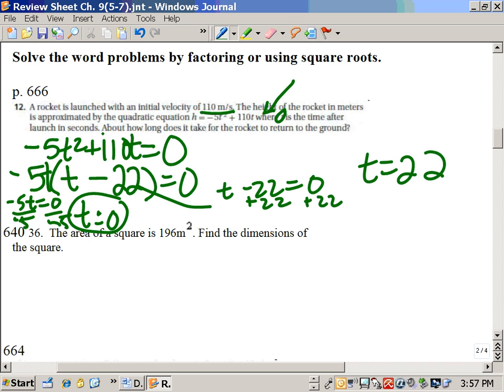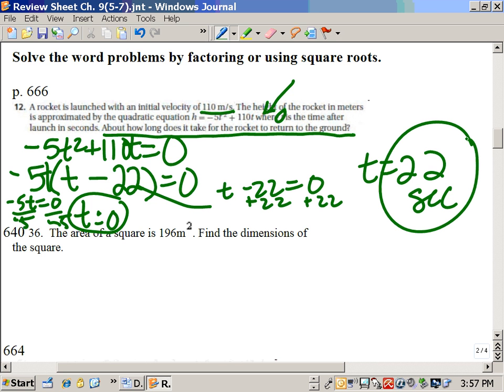The question is about how long it takes the rocket to return to the ground, and that is going to be 22 seconds. Now, also, the halfway point of that would be 11, and that would be the time of the maximum. You could plug in the 11 to find out how high it actually went.